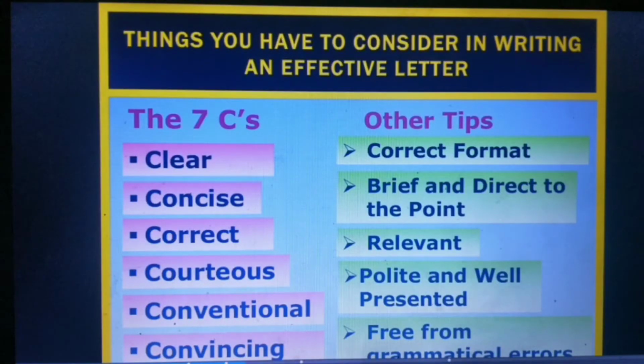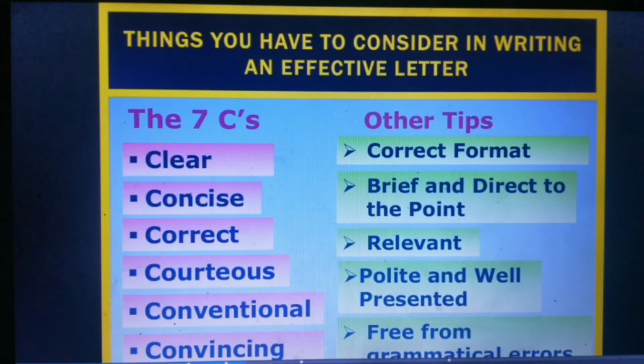Things you have to consider in writing an effective letter. These 7 C's you should be very careful about: clear, concise, correct, courteous, conventional, convincing. These are the essential 7 C's for an effective letter.